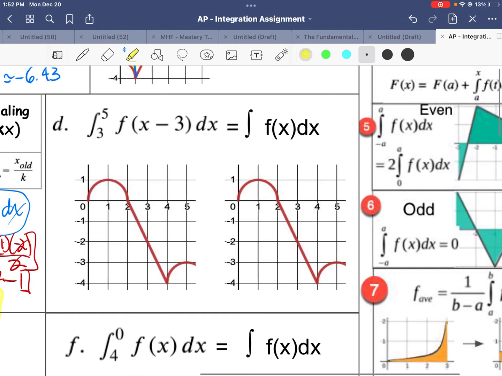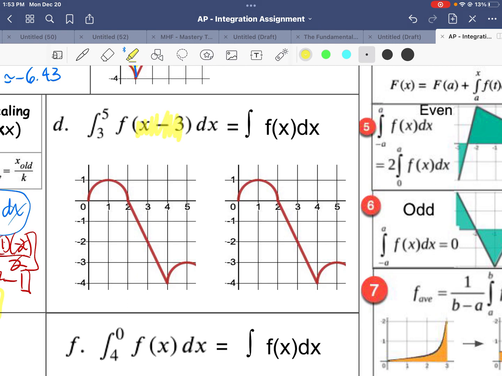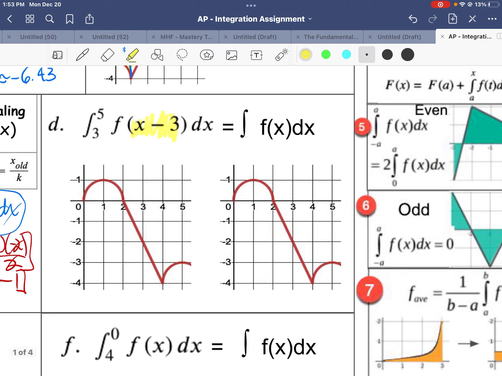All right, let's look at this one. What we see here is f at x minus 3. f at x minus 3 means I'm shifting to the right by 3. So this is our graph of f at x. Over here I'm going to make the graph of f at x minus 3. I'll take some key points there, there, there, and there, and I'll shift each of them to the right by 3.